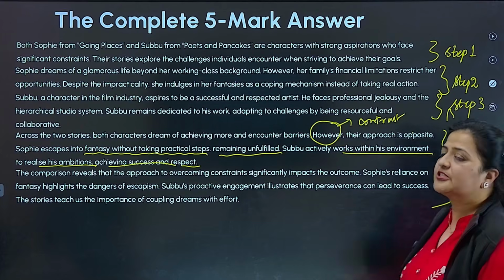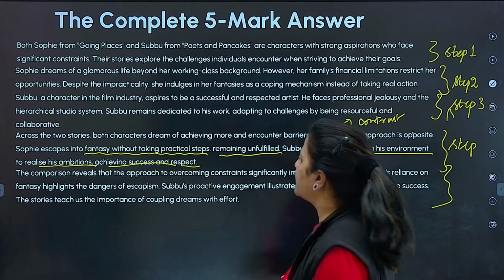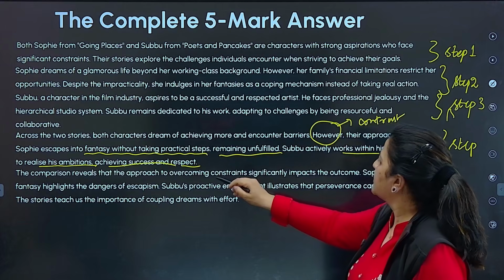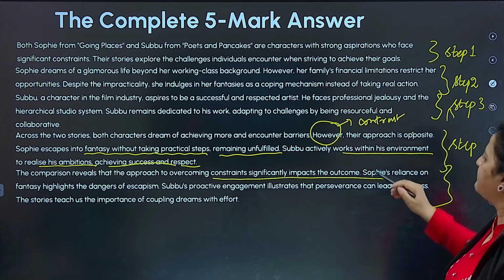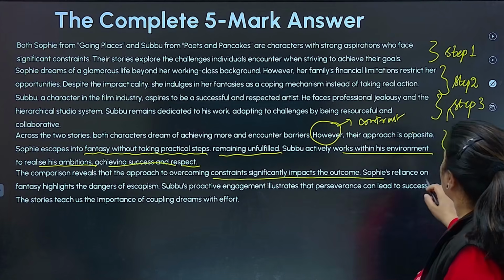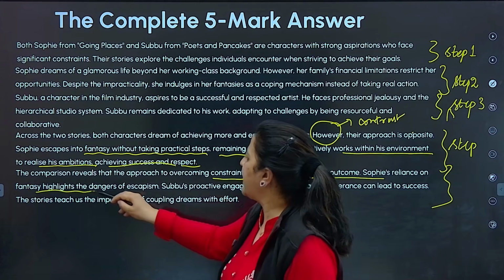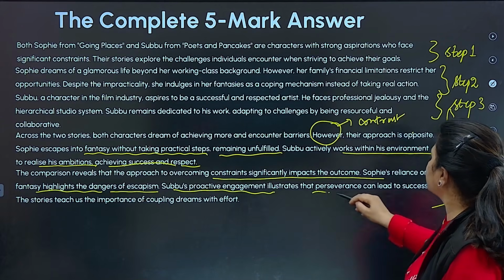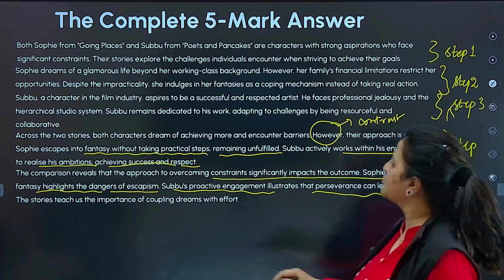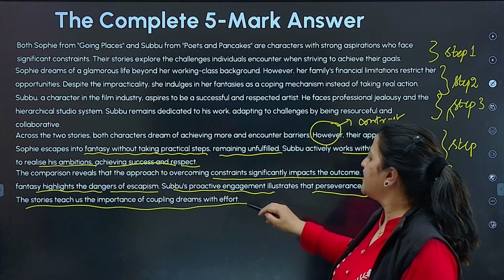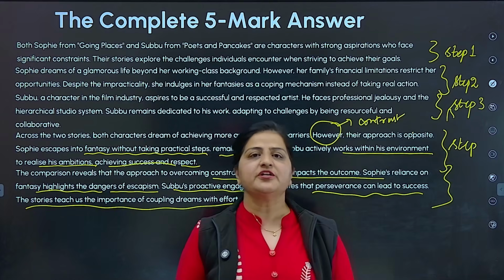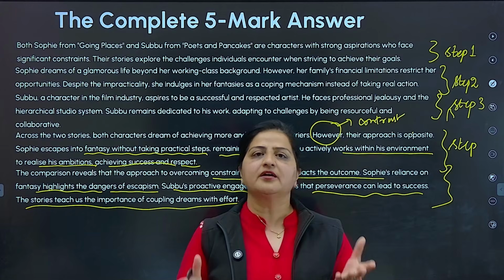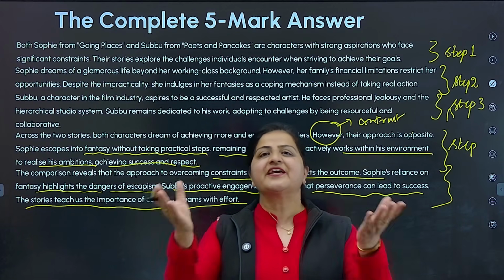And finally, the conclusion, that is the learning. That is, the comparison reveals that the approach to overcoming constraints significantly impacts the outcome, right? So Sophie's reliance on fantasy highlights the dangers of escapism. Subbu's proactive engagement illustrates that perseverance can lead to success. The stories teach us the importance of coupling dreams with efforts. So this is our learning by understanding 2 characters of different chapters in one question.